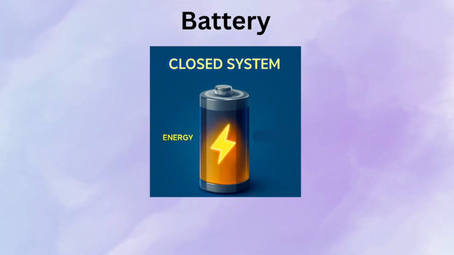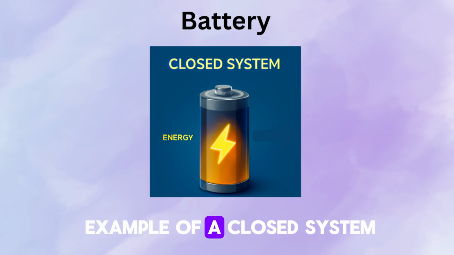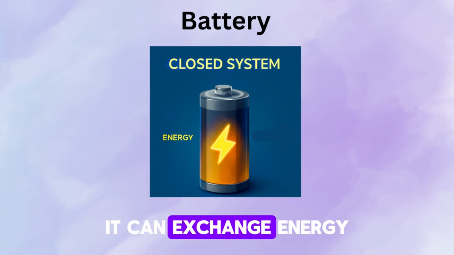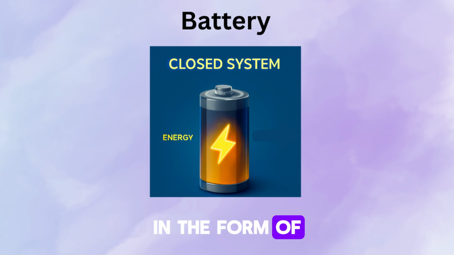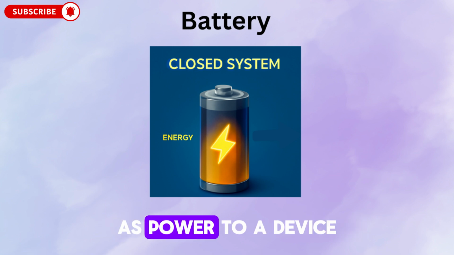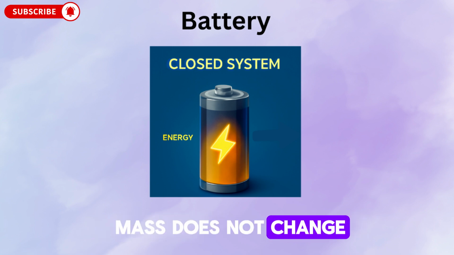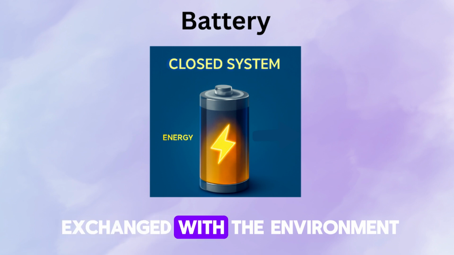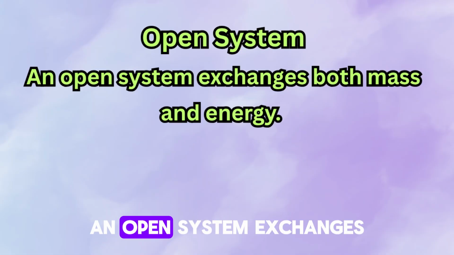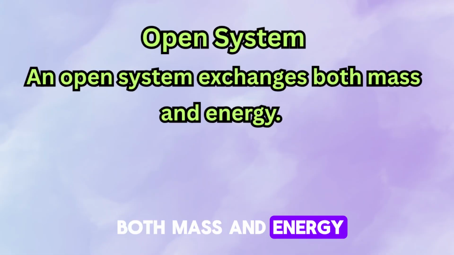2. Battery. A battery is another example of a closed system. It can exchange energy with the surroundings in the form of electrical energy, output as power to a device, but the battery's internal mass does not change, as no material is exchanged with the environment. An open system exchanges both mass and energy.